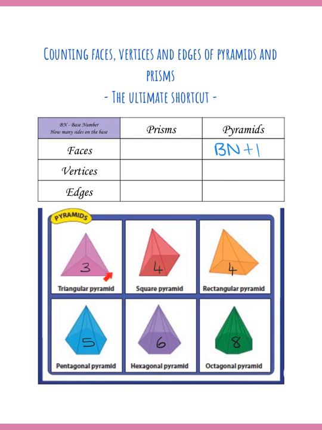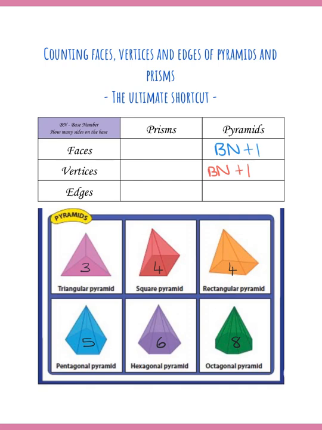Vertices are the corner points of a pyramid. So we've got 1, 2, 3 on this base and 1 at the top. A pyramid always has 1 at the top, so we'll have 4 vertices on this one with 1 at the top. Pentagonal pyramid, 1, 2, 3, 4, 5 vertices on this base and 1 at the top. Guess what? The formula is exactly the same to work out the vertices. We take the base number and we just plus 1. So if I want to work out the amount of vertices on an octagonal pyramid, I'll say 8 plus 1, which is then 9 vertices.